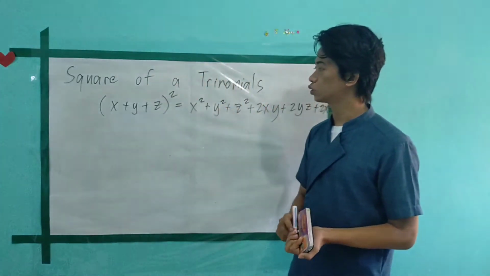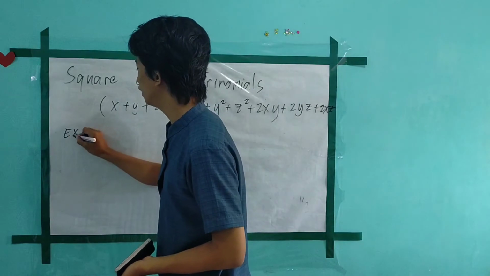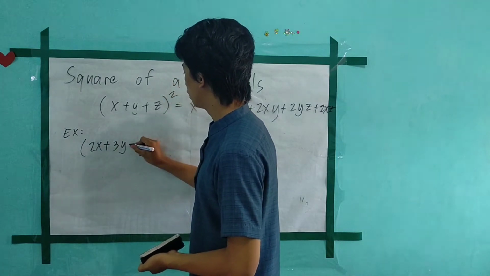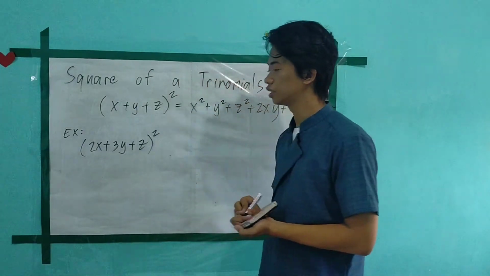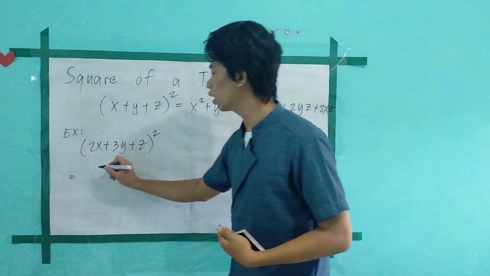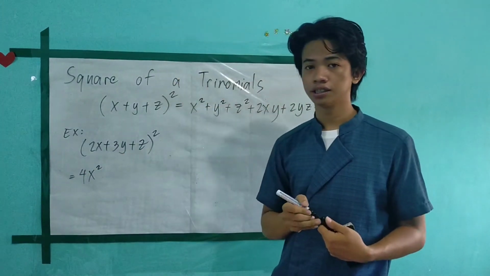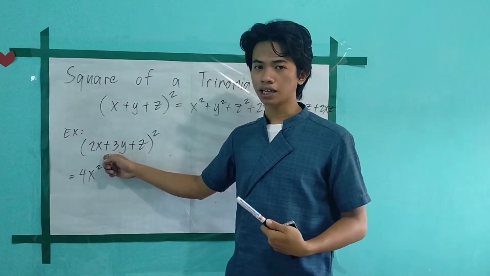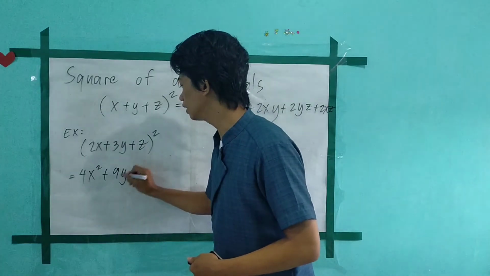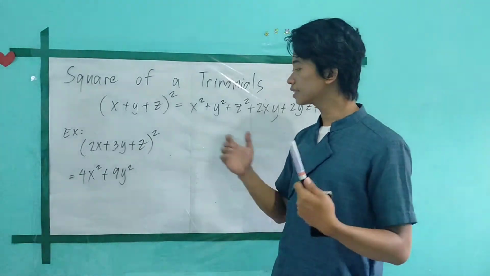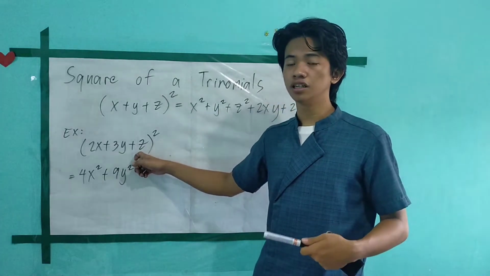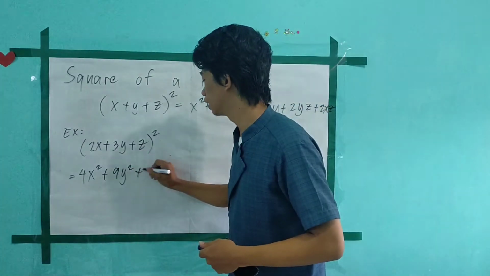So let's have another example of the square of a trinomial. Let's say our example is (2x plus 3y plus z) squared. The first step is to square the first term. What is our first term? 2x. 2x multiplied by 2x, we have 4x squared. The next step is to square the second term. The second term is 3y. So 3y multiplied by 3y is 9y squared. The next step is to square the third term. Our third term is z. So z multiplied by z, we have z squared.